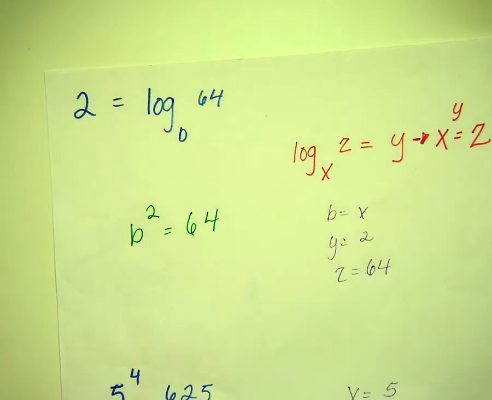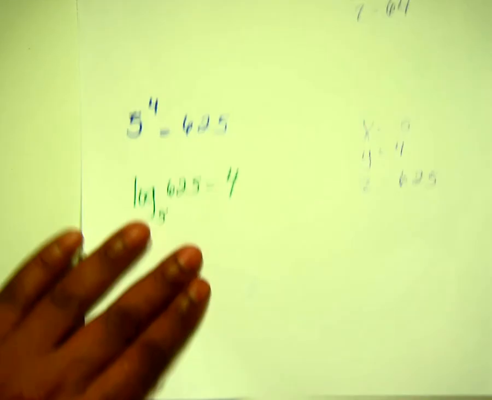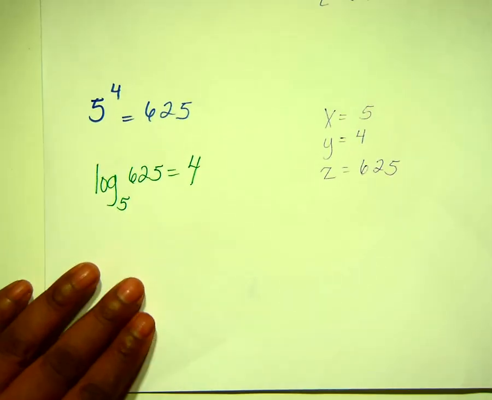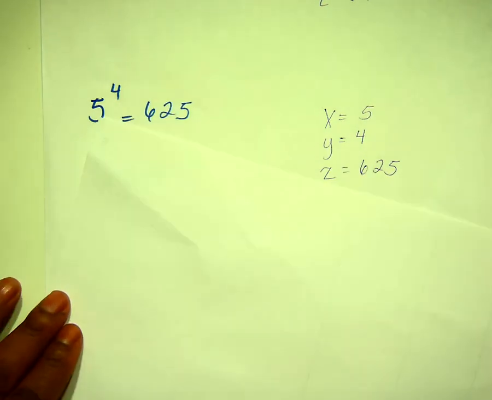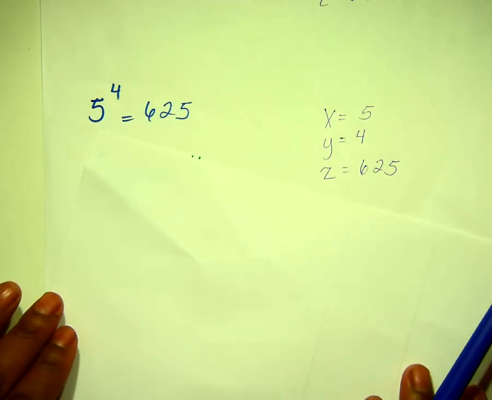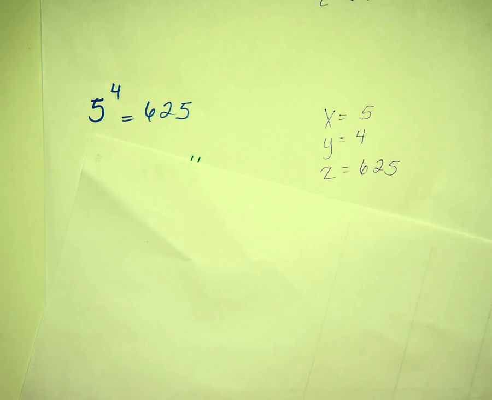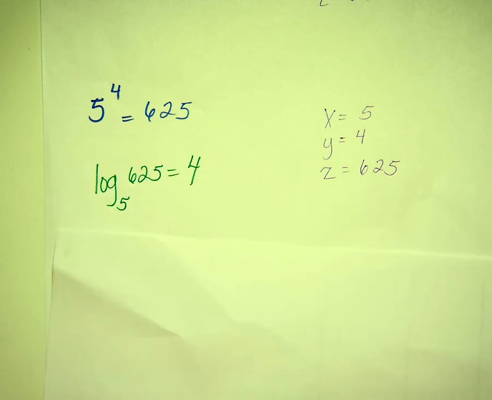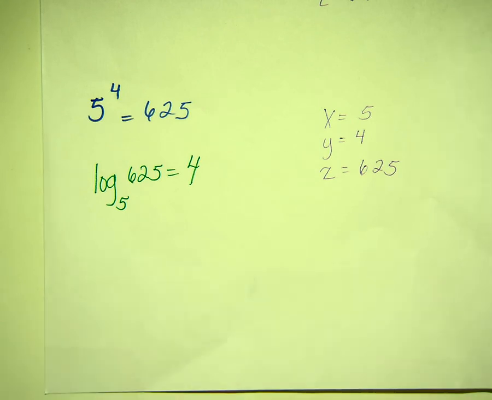Another example given to you that dealing with exponential and logarithm form is as follows. So once again, you're going to figure out what your x, y, and z are. So your x is 5, your z is 625, and your y is 4. Doing your log, you have log base 5 of 625 equals 4. So those are applications of your properties.